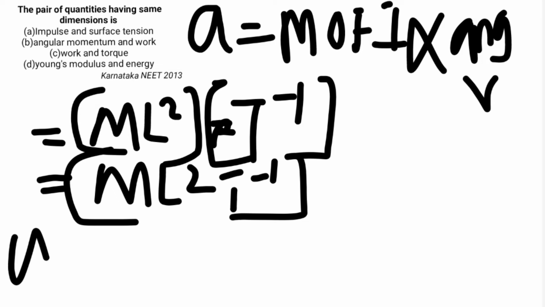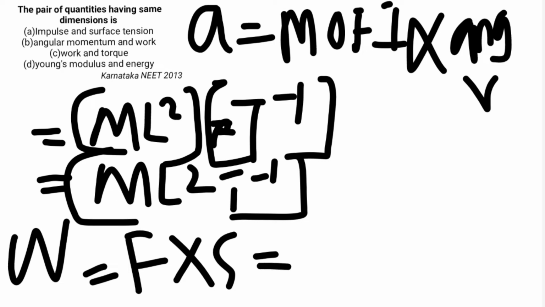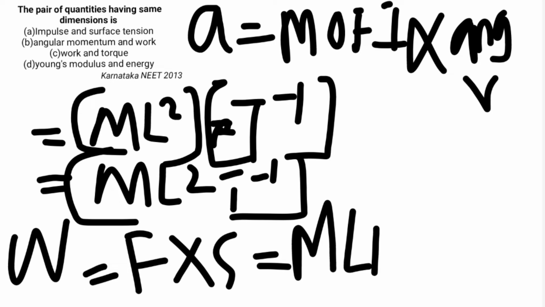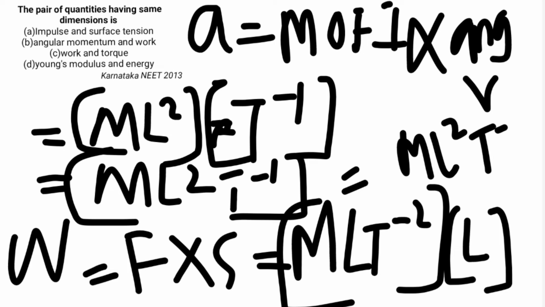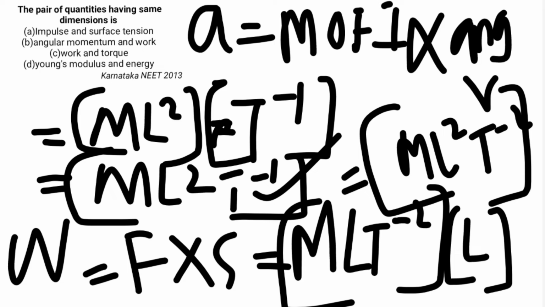And the next is work. Work is force into displacement. Dimension of force is MLT raised to minus 2 and displacement is L. When we solve this, we get ML square T raised to minus 2. Look, the dimension of angular momentum is ML square T raised to minus 1 and the dimension of work is ML square T raised to minus 2. Both dimensions are not same, therefore the option B also wrong.